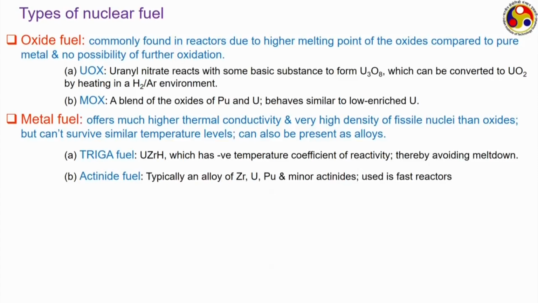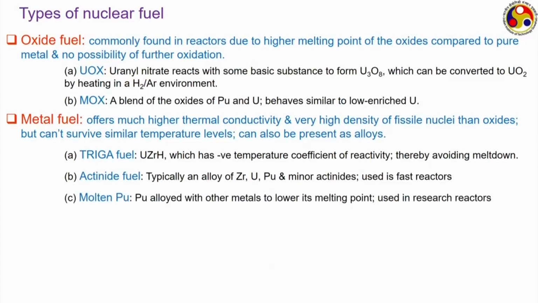There can be actinide fuels. Actinide actually refers to all these elements which can act as nuclear fuel. Uranium and plutonium are the two major actinides. Other fuels having atomic number greater than 94, that is after plutonium, are generally called minor actinides. So, actinide fuel generally refers to a typical alloy of zirconium, uranium, plutonium and several minor actinides. They are used in fast reactors.